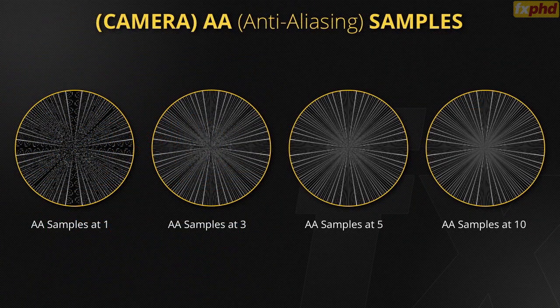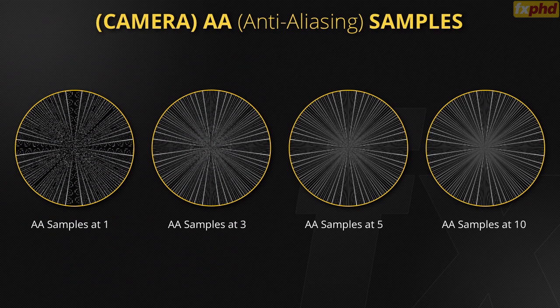So if we return to Keynote again, we can just see that with our AA sample set to 1, we're getting that very grainy look. As we increase them to 3, 5 or higher, that is going to really smooth out. And you can see between 5 and 10, there's actually not a huge amount of difference.